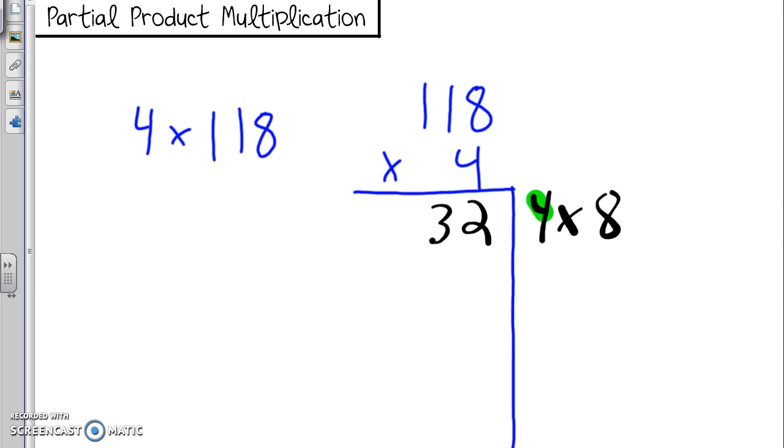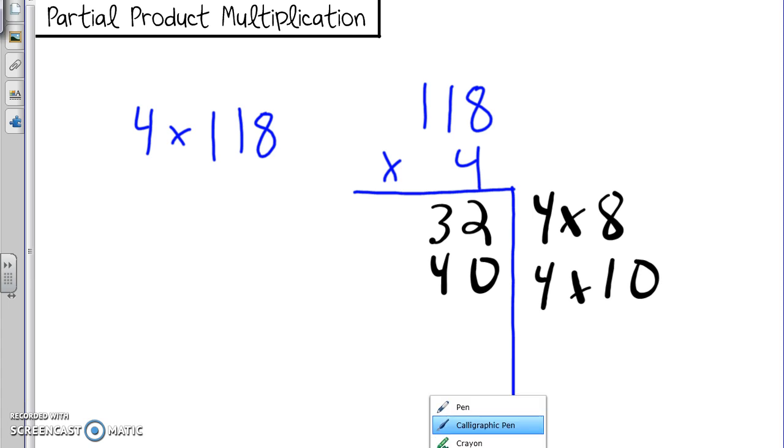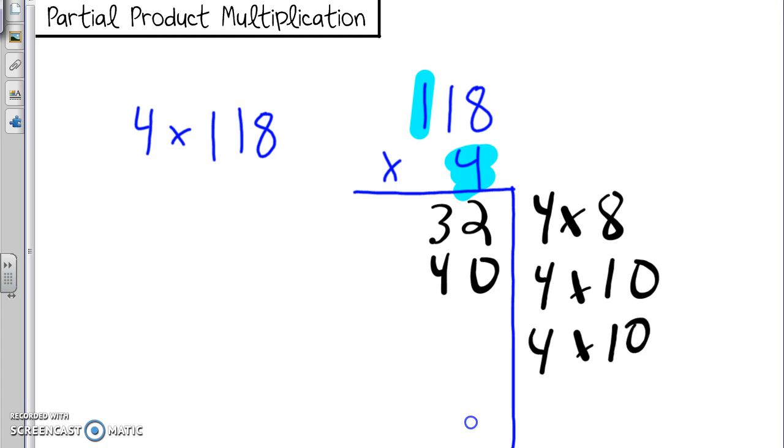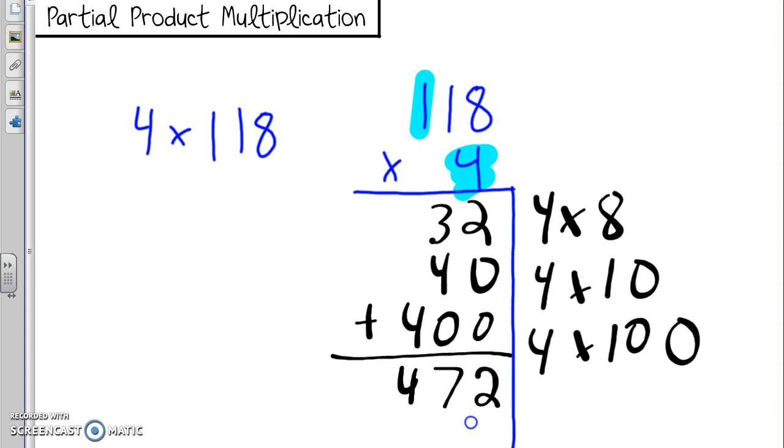Next thing we're going to do, we're going to look at the 4 times the 10 in that number. 4 times 10 is 40. Finally, our next step is going to look at the 4 times the 100 that you have up here. 4 times 100 is going to equal 400. All you have to do is add these up. And that is the answer, partial products multiplication of 4 times 118.